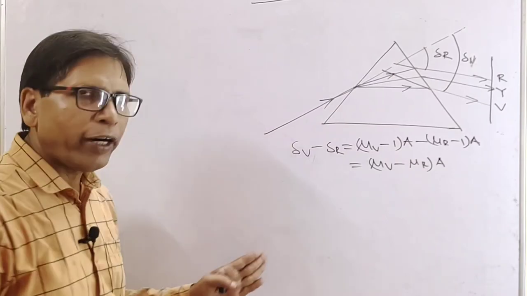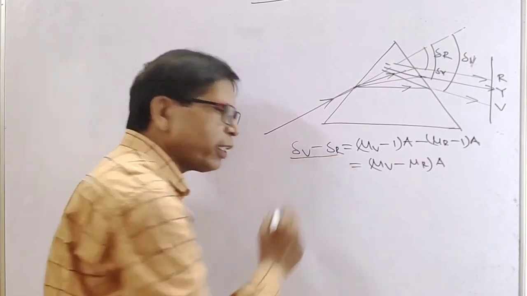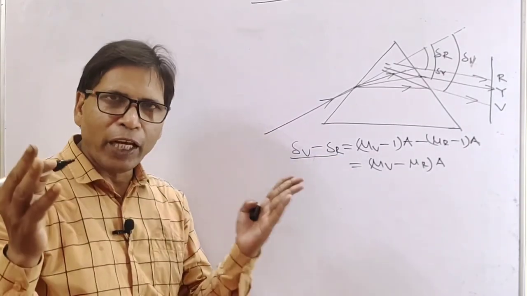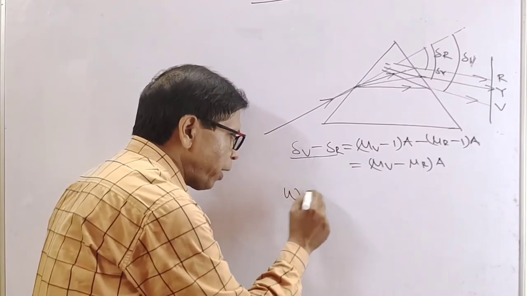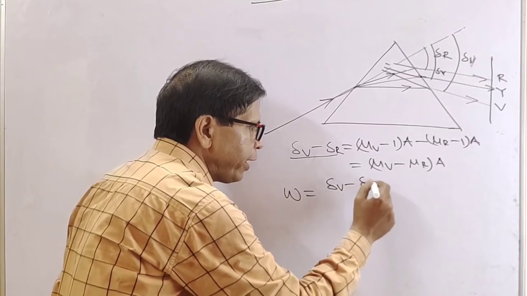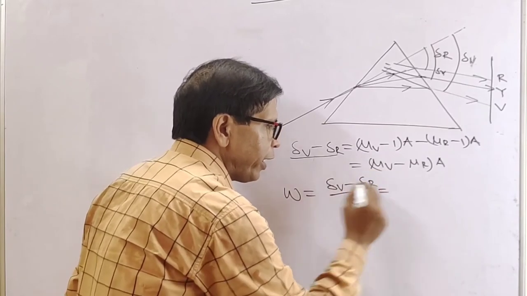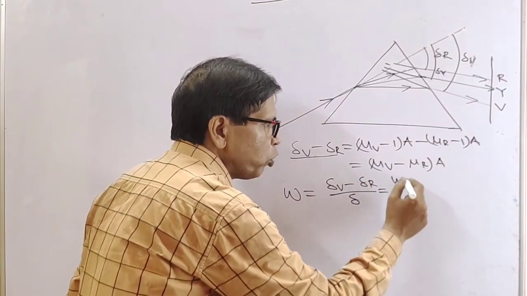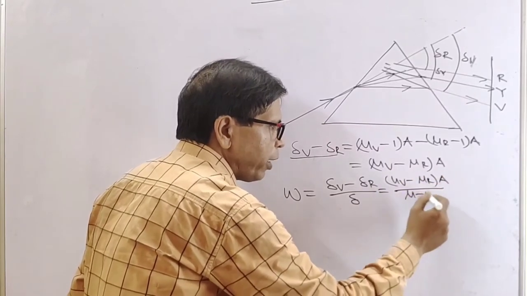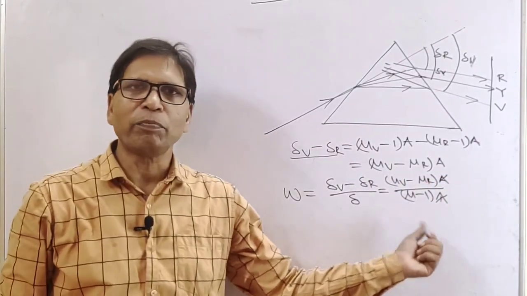Now dispersive power. The ratio between angular dispersion and deviation of yellow color is known as dispersive power. So dispersive power is (delta V minus delta R) divided by delta. Delta V minus delta R is (mu V minus mu R) into A, divided by (mu minus 1) into A. This is the expression for dispersive power.